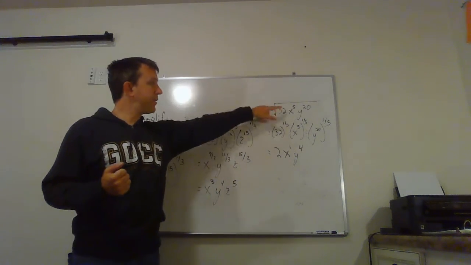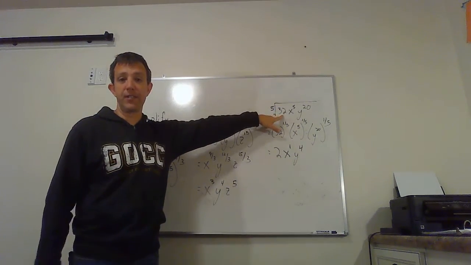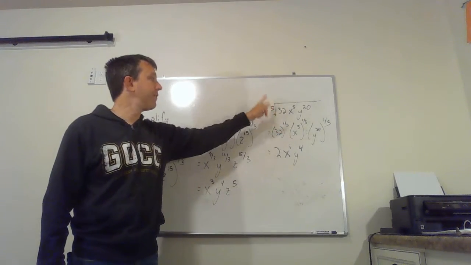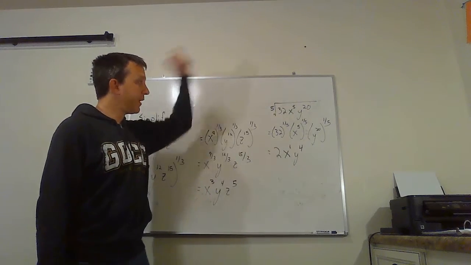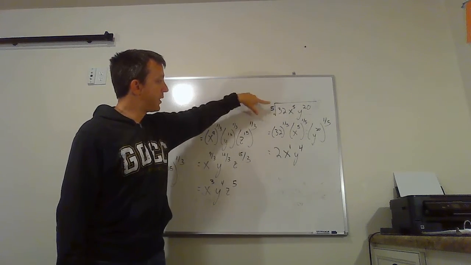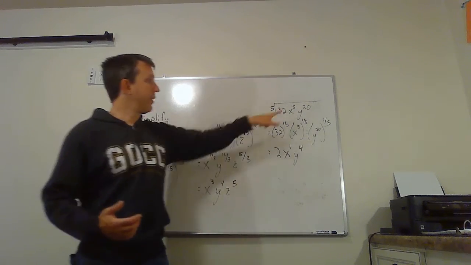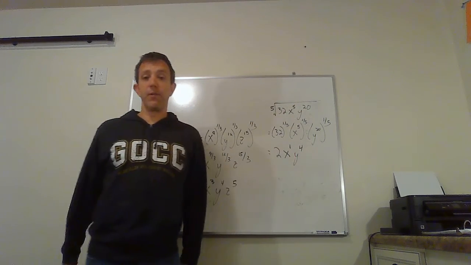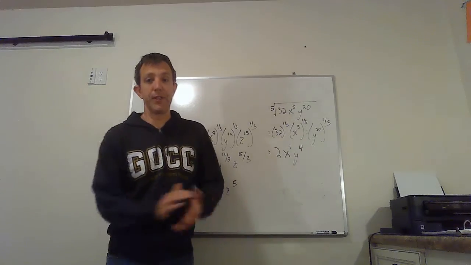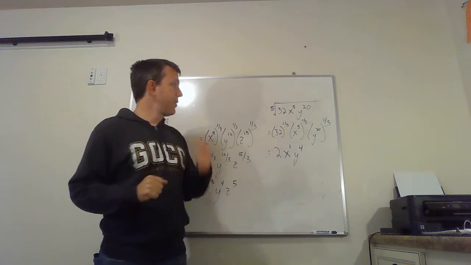But what happens if you have a number on the inside and not just letters with exponents? So here I have the 5th root of 32 x to the 5th and y to the 20th. Now, if I left the 32 out, it's pretty easy to do the division again, right? 5 divided by 5 is 1, and 20 divided by 5 is 4, so x to the 1st, y to the 4th, no big deal. But what do we do with that 32?